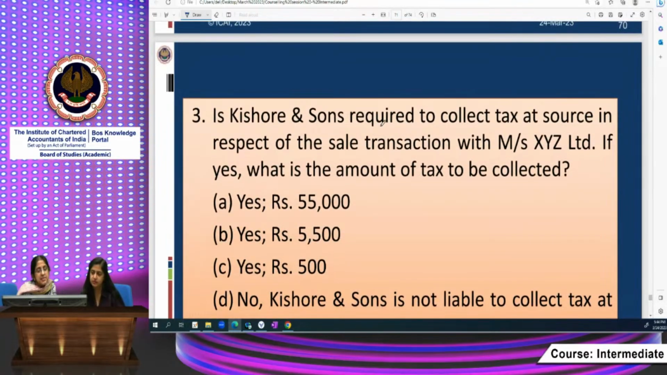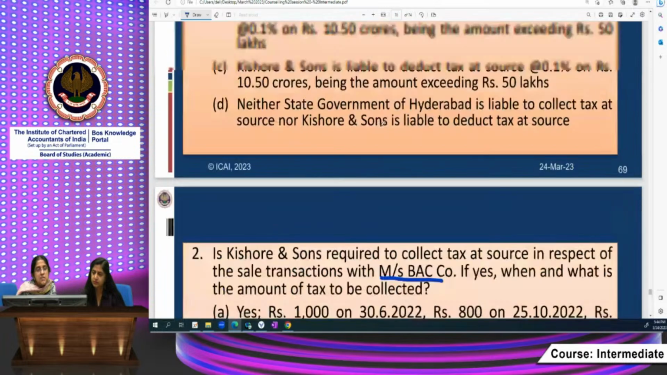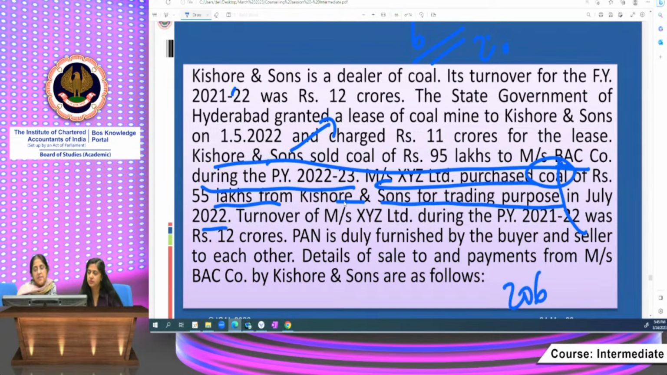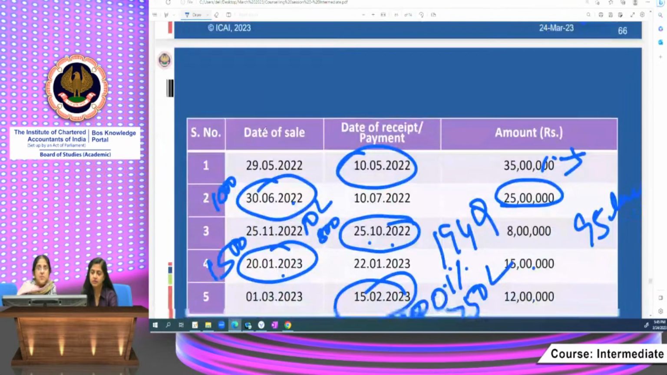Now let's come to the other transaction. Is Kishore and Sons required to collect tax in respect of the sale transaction with XYZ Limited, and if yes, what is the amount of tax? XYZ purchased coal of 55 lakh from Kishore for trading purposes. Coal is again covered under 206C1. It's for trading purposes, not manufacturing purposes. So Kishore and Sons has to collect tax at source under section 206C1 on the entire amount of 55 lakhs.